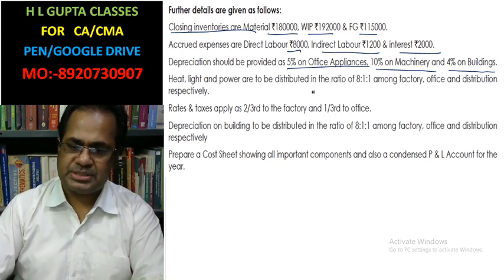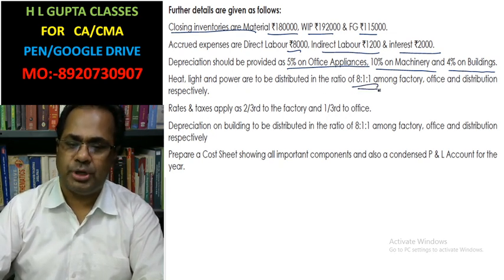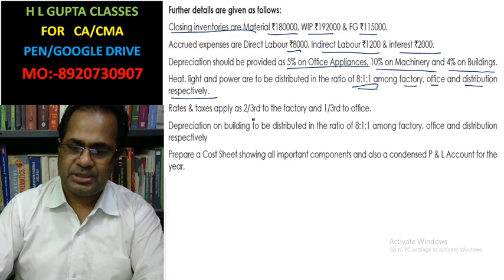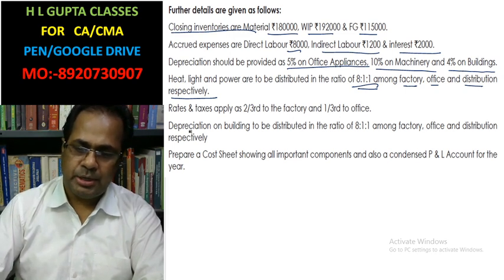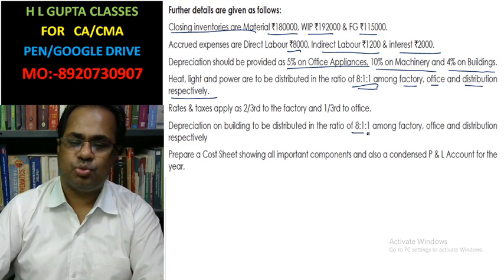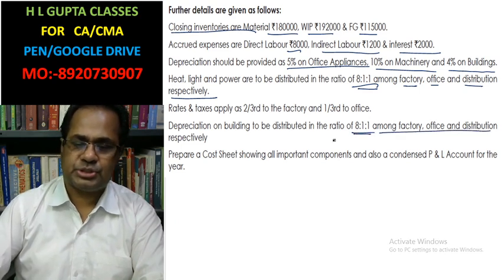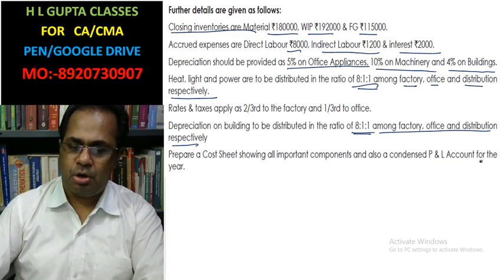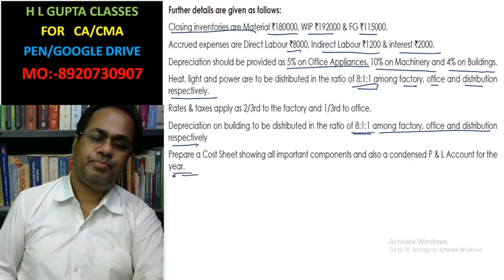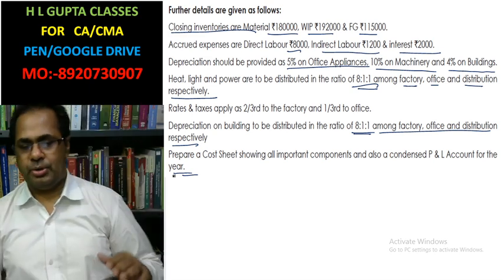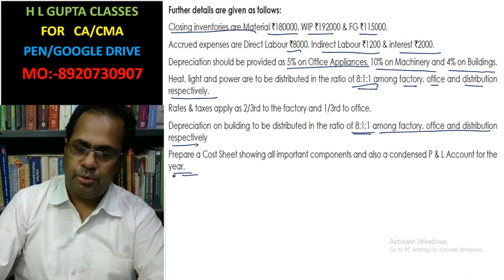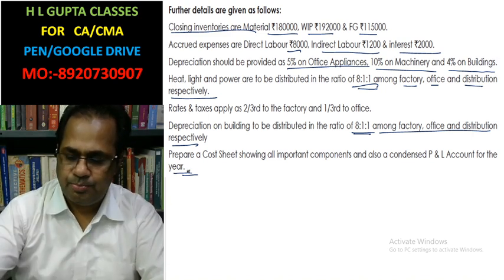Heat, light and power are to be distributed in the ratio of 8:1:1 among the factory, office and distribution respectively. Rates and taxes are 2/3 for the factory and 1/3 for the office. Depreciation on building is to be distributed in 8:1:1 among the factory, office and distribution respectively. Prepare the cost sheets on all important components and also a condensed profit and loss account for this year. Okay, I'm going to first make our working notes. Please try to do your working notes first.